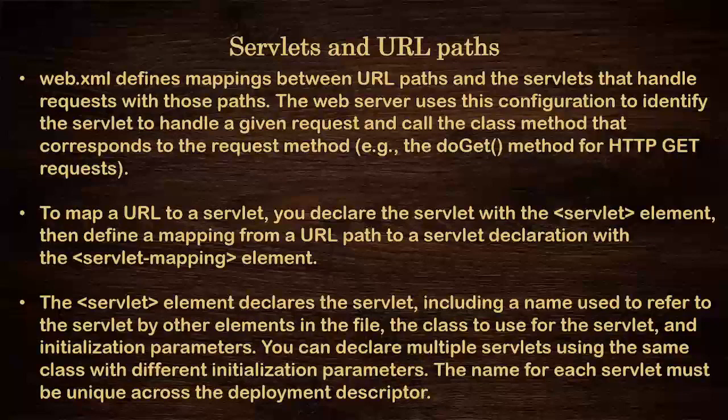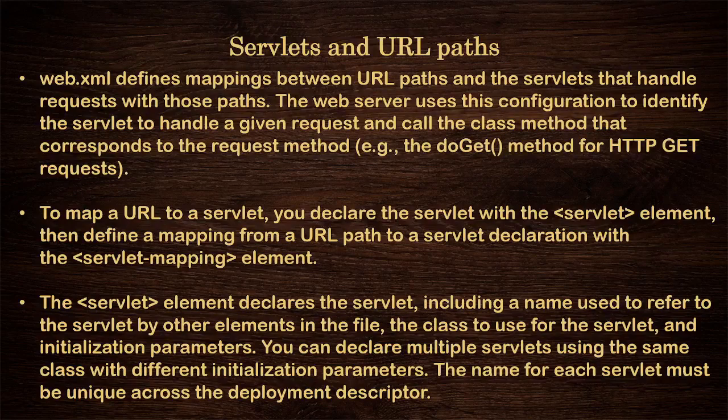Then we talk about servlets and URLs. web.xml defines the mapping between URL paths and the servlets that handle requests with those paths. The web server uses this configuration to identify the servlet to handle a given request and call the class method that corresponds to the request method. Example, the doGet method for an HTTP GET request.